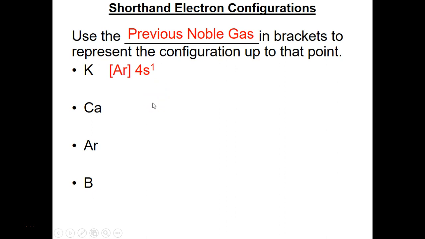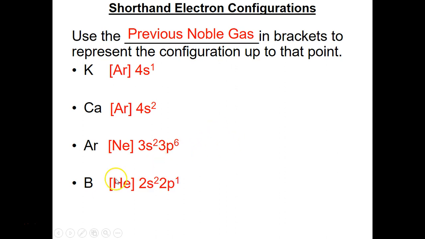For calcium, it has a similar electron configuration to potassium, just one more electron, so its shorthand would be argon 4s2. Now, I have argon here because what a lot of kids like to do is just put argon in brackets and call that the shorthand configuration. But to get the shorthand configuration, we always use the previous noble gas to represent the configuration up to that point. So for argon, the previous noble gas is neon, and the rest of the configuration is 3s2, 3p6.